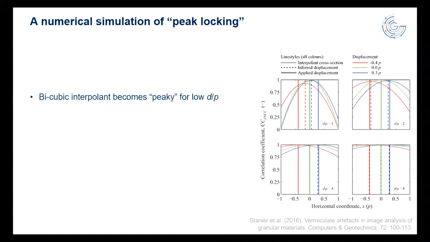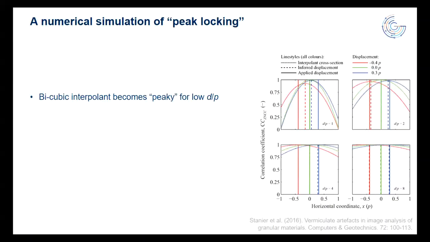If we look a bit more closely at a cross-section of our bicubic interpolant, you can see the mechanism here actually happening. Okay, so I've got 3 different displacement magnitudes here on the right, minus 0.4 pixels, 0 pixels, and 0.3 pixels. And you can see in these 4 snapshots here for different particle image sizes, 1, 2, 4, and 8, you can see the differing degrees of bias, which is the dashed vertical lines and the solid vertical lines diverging.